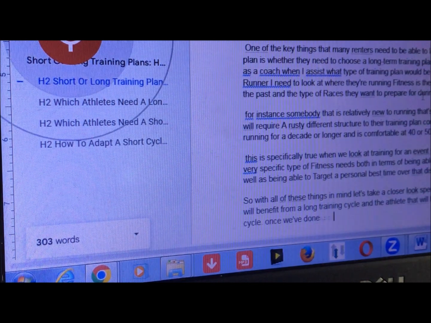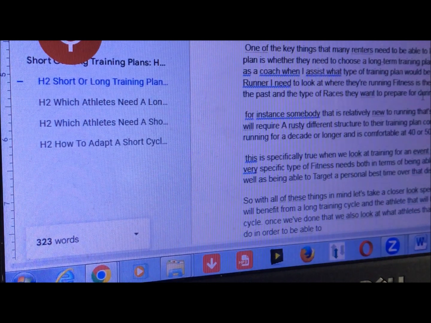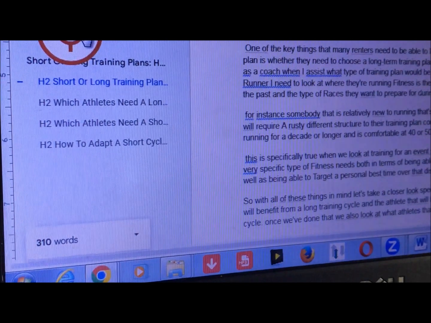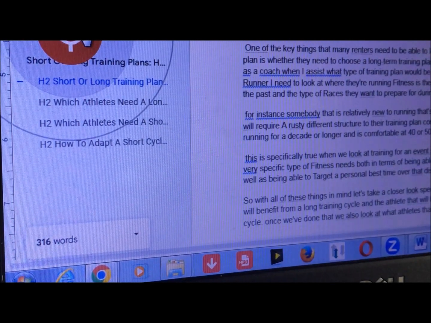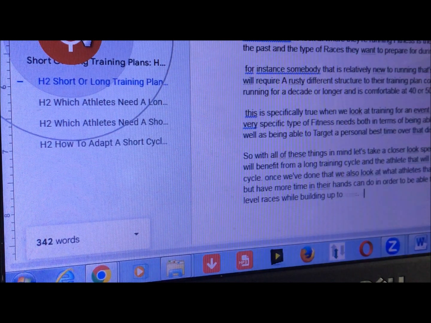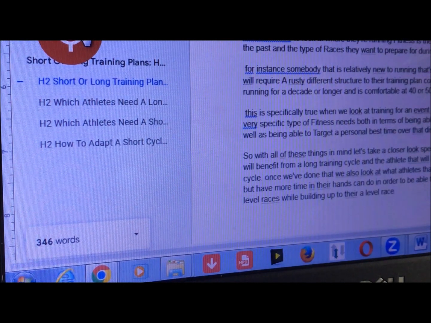Once we've done that, we will also look at what athletes that are in longer training cycles can do in order to be able to, and what athletes that only need a shorter training cycle, but have more time in their hands, can do in order to be able to incorporate specific training for B-level races while building up to their A-level race. Period.